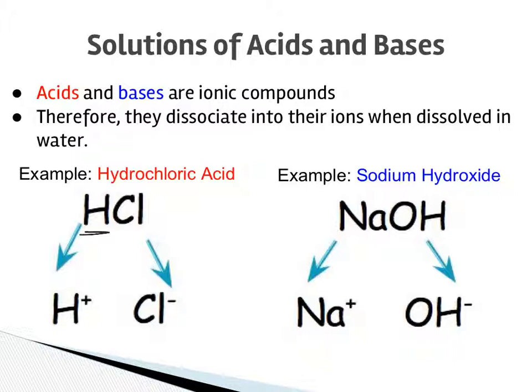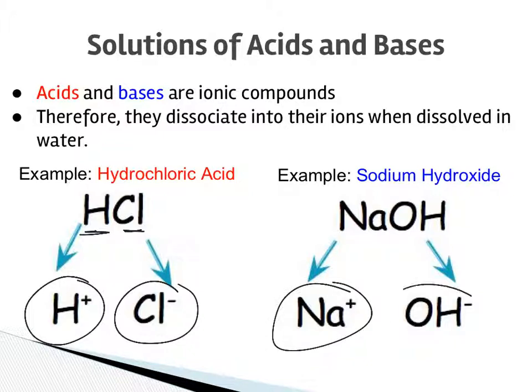Hydrochloric acid is made up of hydrogen and chlorine, so when it splits up into its ions, it's going to split up into a hydronium ion, or a hydrogen ion, and a chloride ion. Sodium hydroxide is going to split up into the sodium and hydroxide ions. We call this dissociation, and all acids and all bases do this. All of them will split up into their ions whenever they hit water.